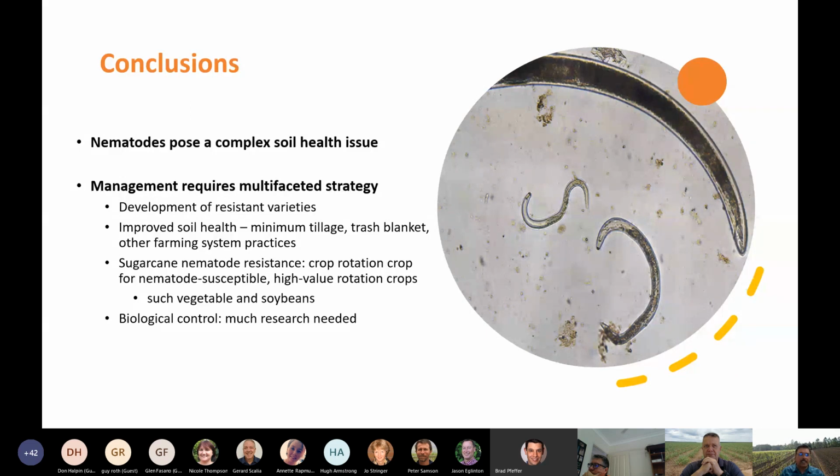The other thing about root knot nematode resistance is that some of the high value crops, like soybean and vegetable crops, are highly susceptible to root knot. But if you have a root knot resistant variety, you can use it as a rotation crop to grow the other susceptible crops. And as I said, for biological control, there is a future, but lots of work needs to be done. Thank you very much, and thanks for listening. Thank you.